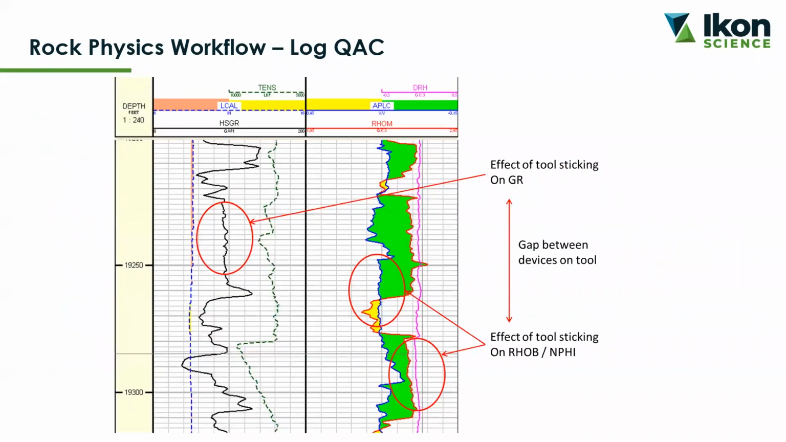Here, I'm showing an example where we can observe in green the tension log in the first track. And we can see some indication of tool sticking. Where that tool sticking is happening on the different petrophysical logs depends on the position in the borehole. So for example, in here, we can see some effect of tool sticking on gamma ray, but at a different depth, we can see the effect in the density and also the neutron porosity logs.